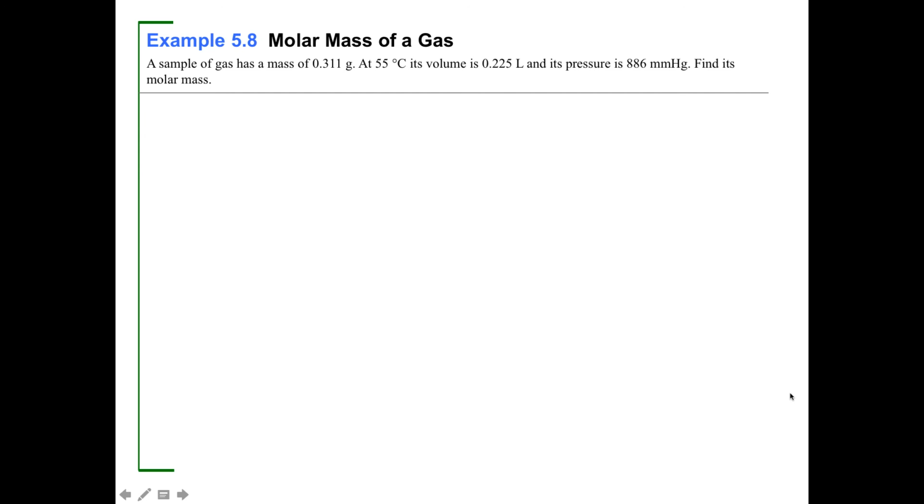And this time, let's do the molar mass. I warned you, I'm not going to use the shortcut. You've got a nice shortcut there in front of you, but I'm not going to do that. I'm just going to fall back and use PV equals nRT. A sample of a gas has a mass of 0.311 grams, at 55 degrees Celsius. Plus 273 gives me 328 Kelvins.